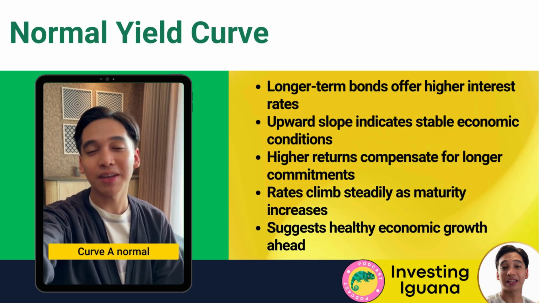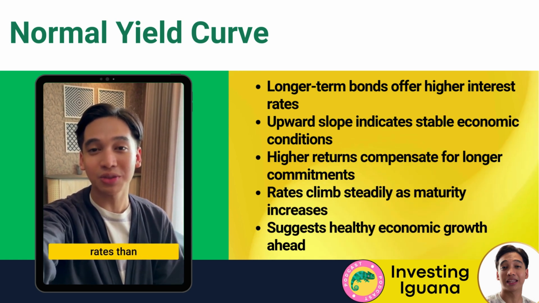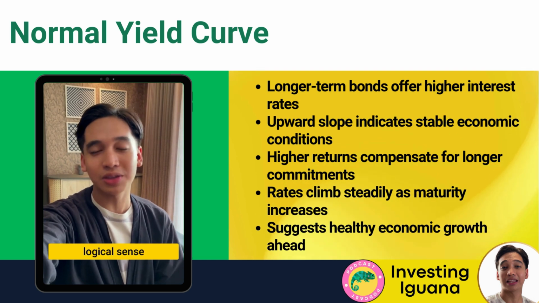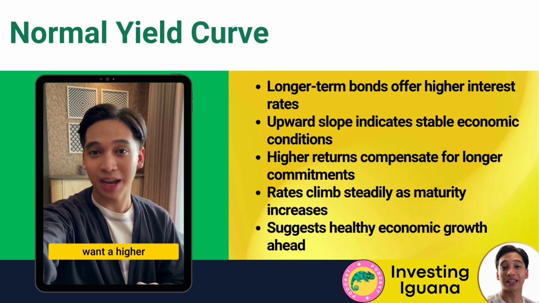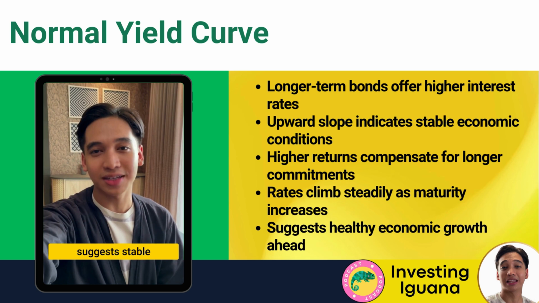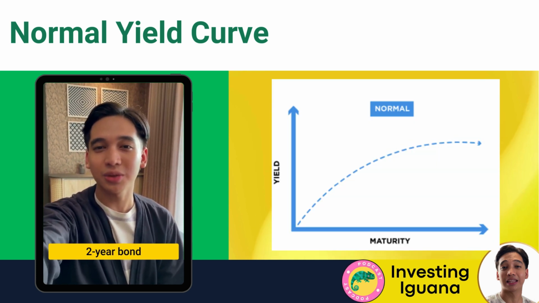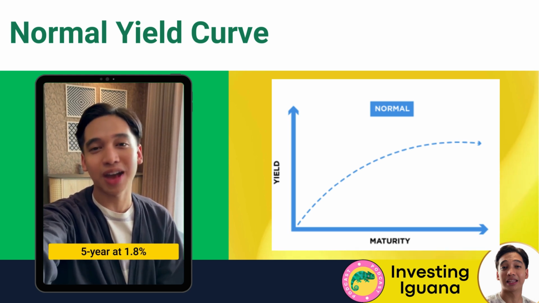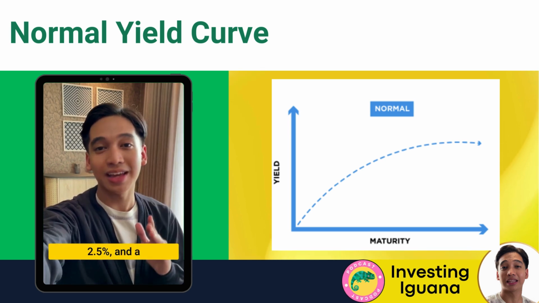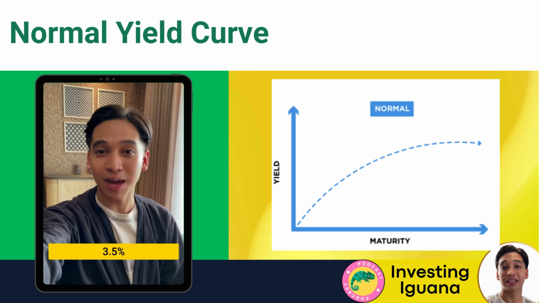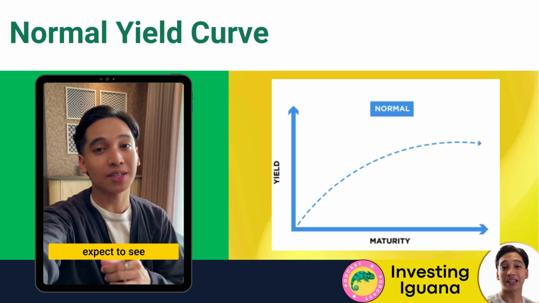Normal yield curve. A normal yield curve slopes upward, meaning longer-term bonds have higher interest rates than shorter-term ones. This makes logical sense, right? If you're locking up your money for 30 years instead of 2 years, you'd want a higher return. A normal curve suggests stable economic conditions and healthy growth ahead. For example, you might see a 2-year bond offering 1%, a 5-year at 1.8%, a 10-year at 2.5%, and a 20-year bond at 3.5%. That steady climb as the time gets longer is the normal pattern we expect to see.